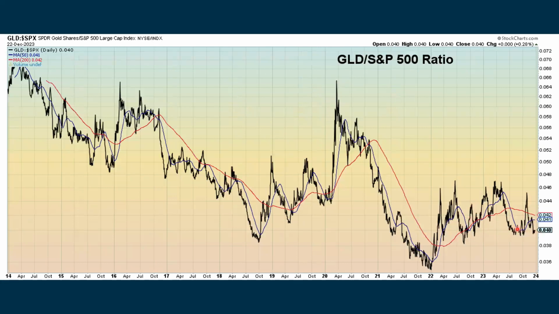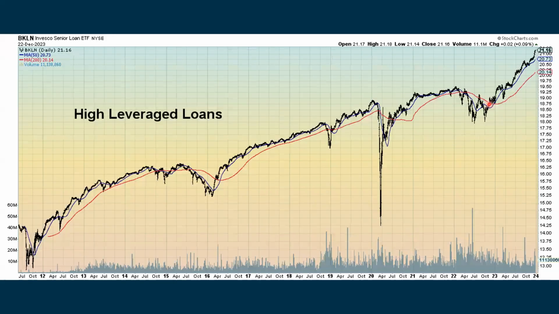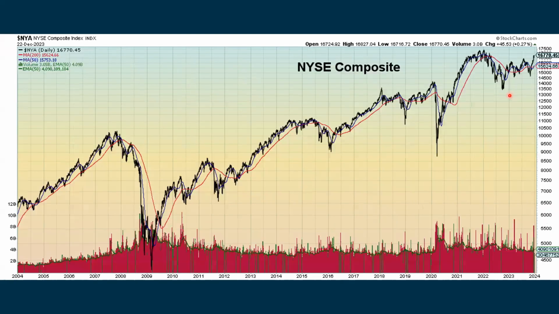And then gold is still having a difficult time really breaking out compared to the S&P, and it's in a downtrend with this ratio. And when we look at gold to the dollar, it's trying to break out as we're seeing some weakness in the dollar, but it hasn't quite broken out yet. We look at high leverage loans, which continue to do quite well right now, and that's also suggesting that looking forward, the economy is still looking strong, or at least looking okay.